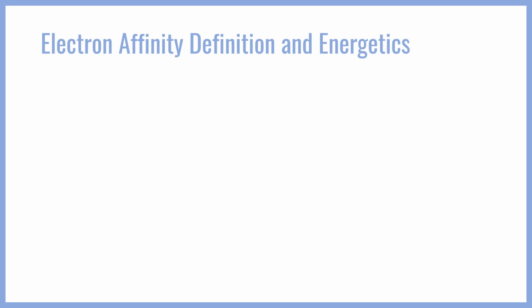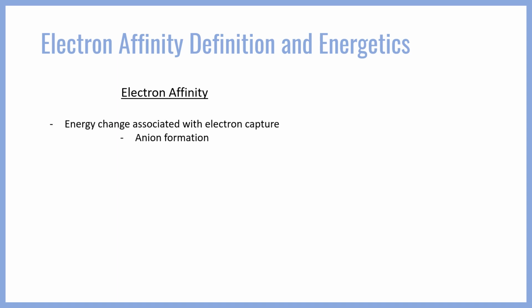So, what is electron affinity? Well, as the name would suggest, it's how much an atom wants an electron. But to avoid anthropomorphizing an atom, electron affinity really is the electric potential energy change experienced by an atom when it captures a free electron to form an anion. So we can also think about it as the energy of anion formation.